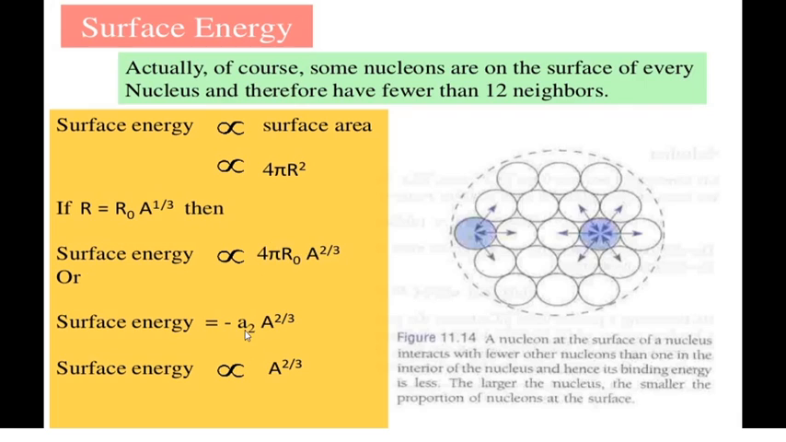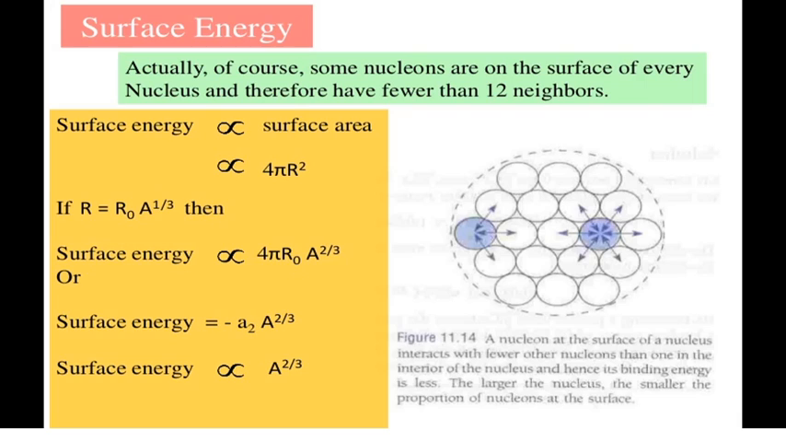So we can write it as A2 into A raised to 2 by 3 with a negative sign. Why is there a negative sign? Because the surface energy will decrease the binding energy of the nucleus. So a negative sign is shown. See, inside, each nucleon is interacting with its 12 nearest neighbors. So they are interacting, meaning they are tightly binding the nucleons together, so that the nucleus has high binding energy, so the volume energy was positive.